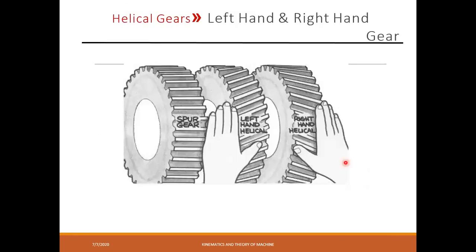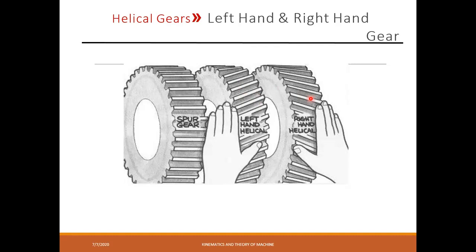Now, left and right hand gear. In the helical gears which are connected between each other, and both helical gears are connected with the spur gears, then the left side of the helical gears is called the left hand helical gear, and the right side of the helical gears is called the right hand helical gear.